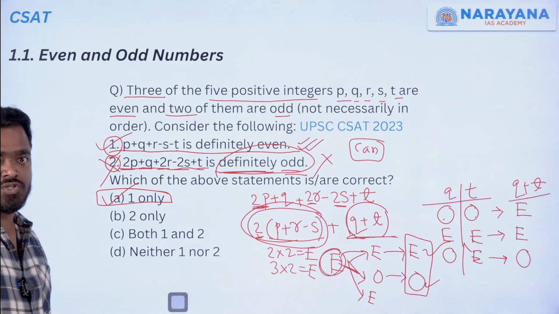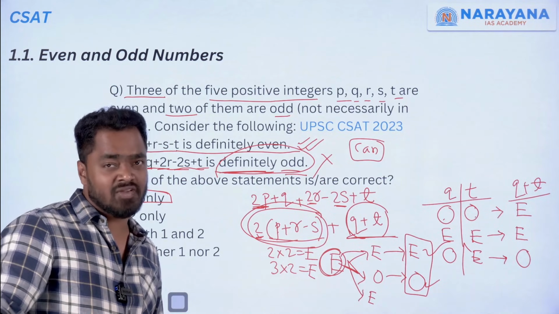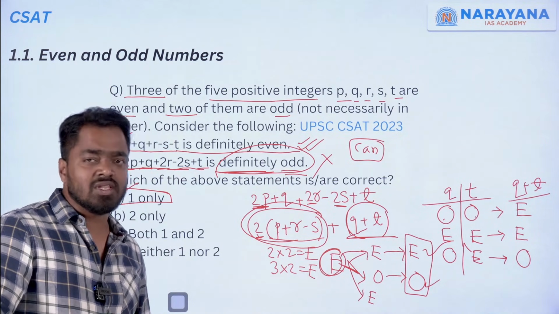So this is how you should solve this question. In this question we are using only the properties of even and odd numbers. That's why they are very important.